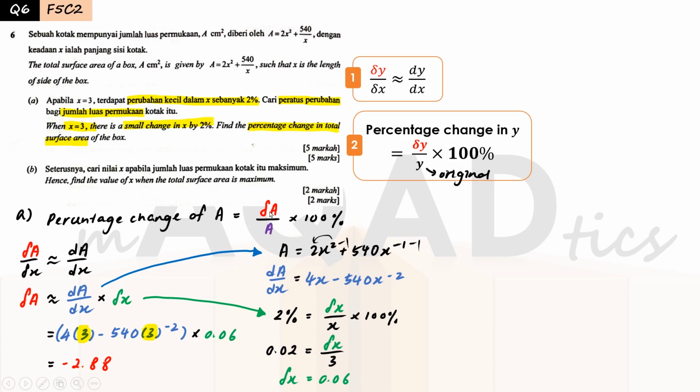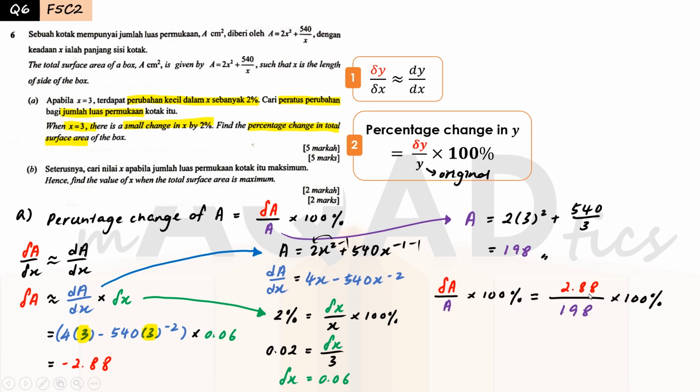So now we have found delta A. Now we need to find the original value of A, which is quite straightforward. We just need to use the original equation here and use the original value of x to find the original value of A, which is 198. Okay, so once we have these two things, then we can apply everything into this formula.